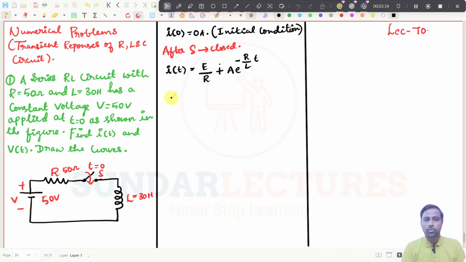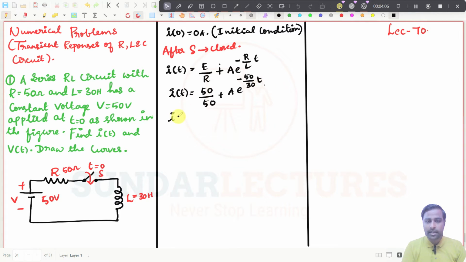First, you just try to substitute all the values. What is E here? It is 50, divided by resistance value 50, plus A e power minus R by L t. What will be the R by L? It is 50 divided by 30. Maybe it will come as 1.167. So this is the equation.